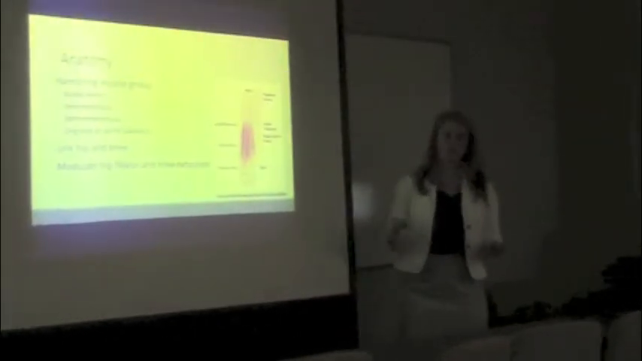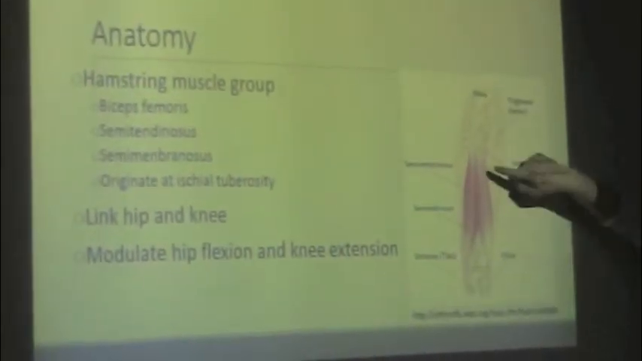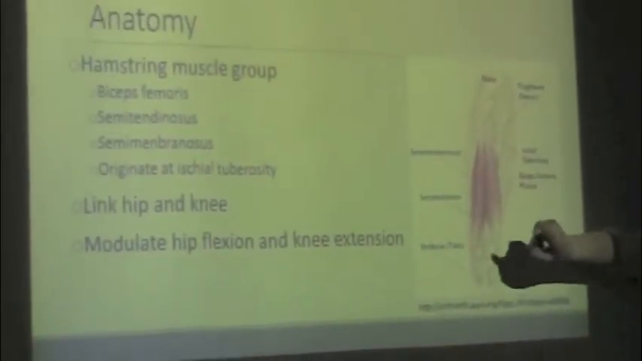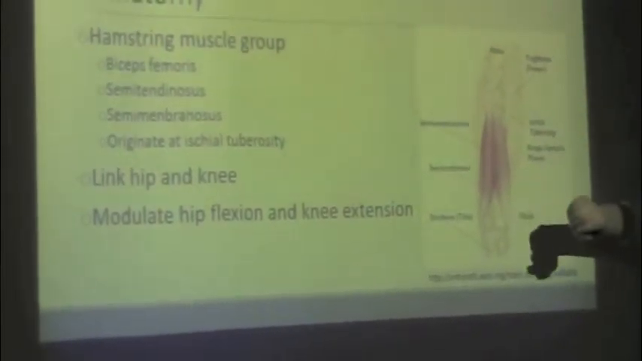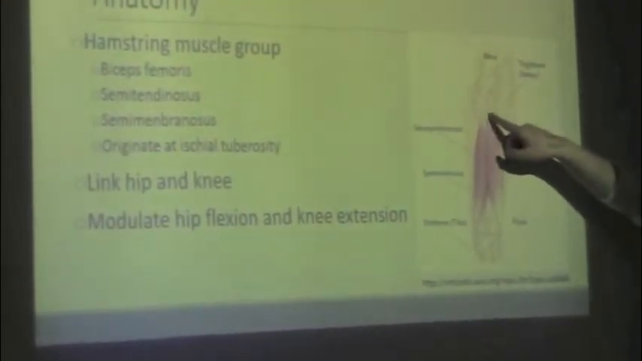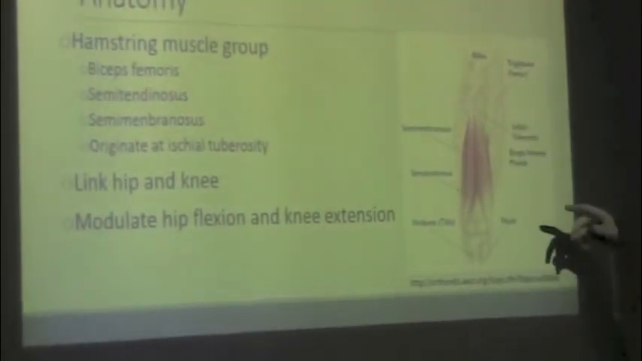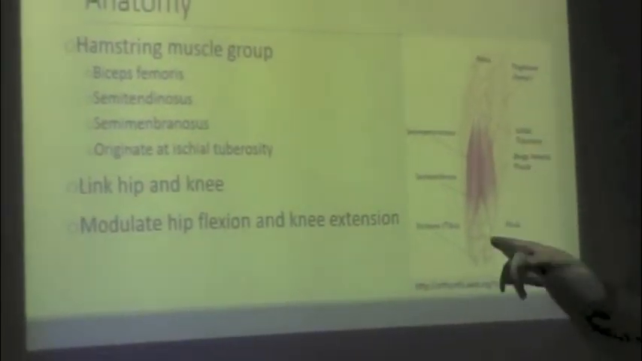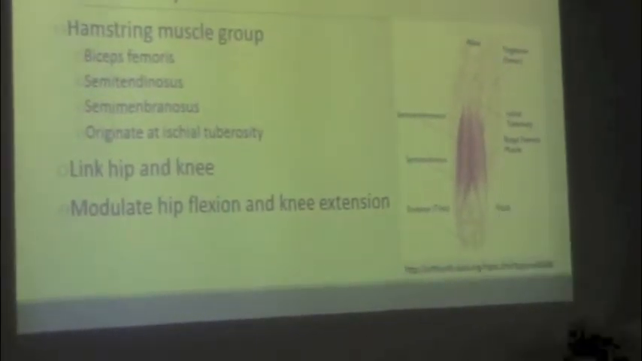So first, a little bit of anatomy. The hamstring muscle group is actually three muscles, not just one. It's made of the biceps femoris, which is this big one here, the semimembranosus over here, and the semitendinosus, which runs down the middle. All three of them insert up at the ischial tuberosity, which is where your hip joint is in the back of your leg, and they link the hip and the knee. Then they insert either the fibula or the tibia, depending on which muscle they are.